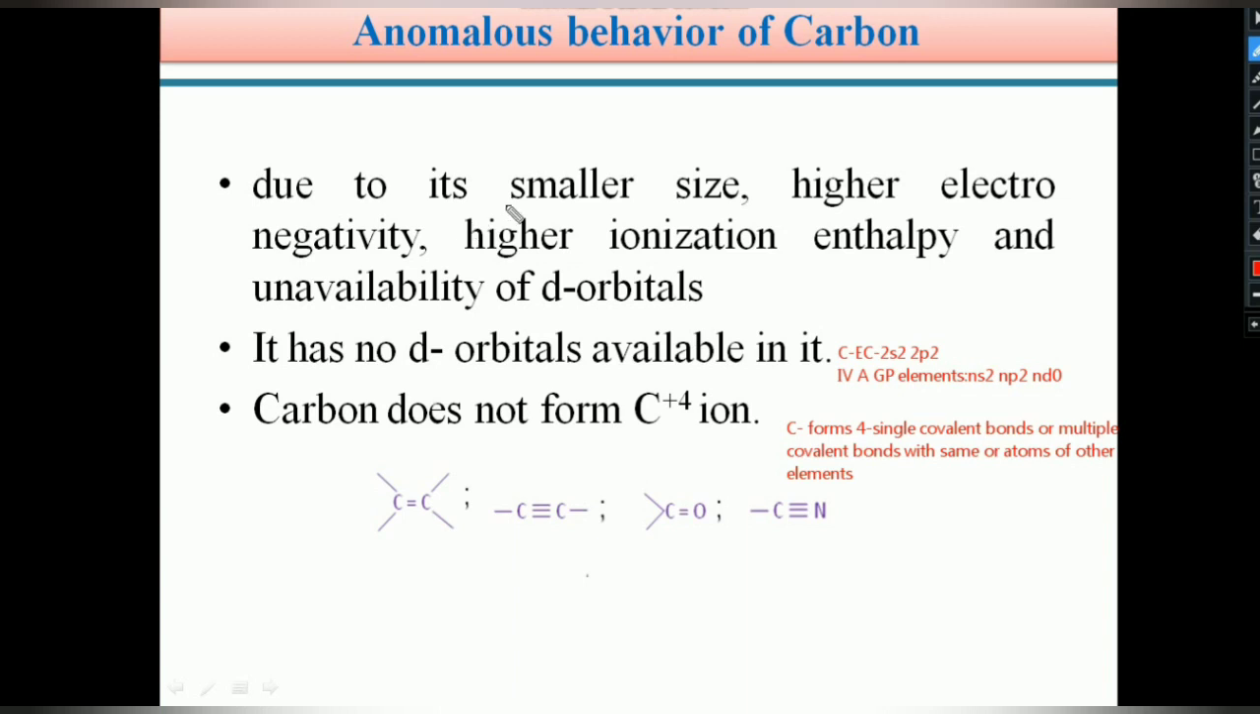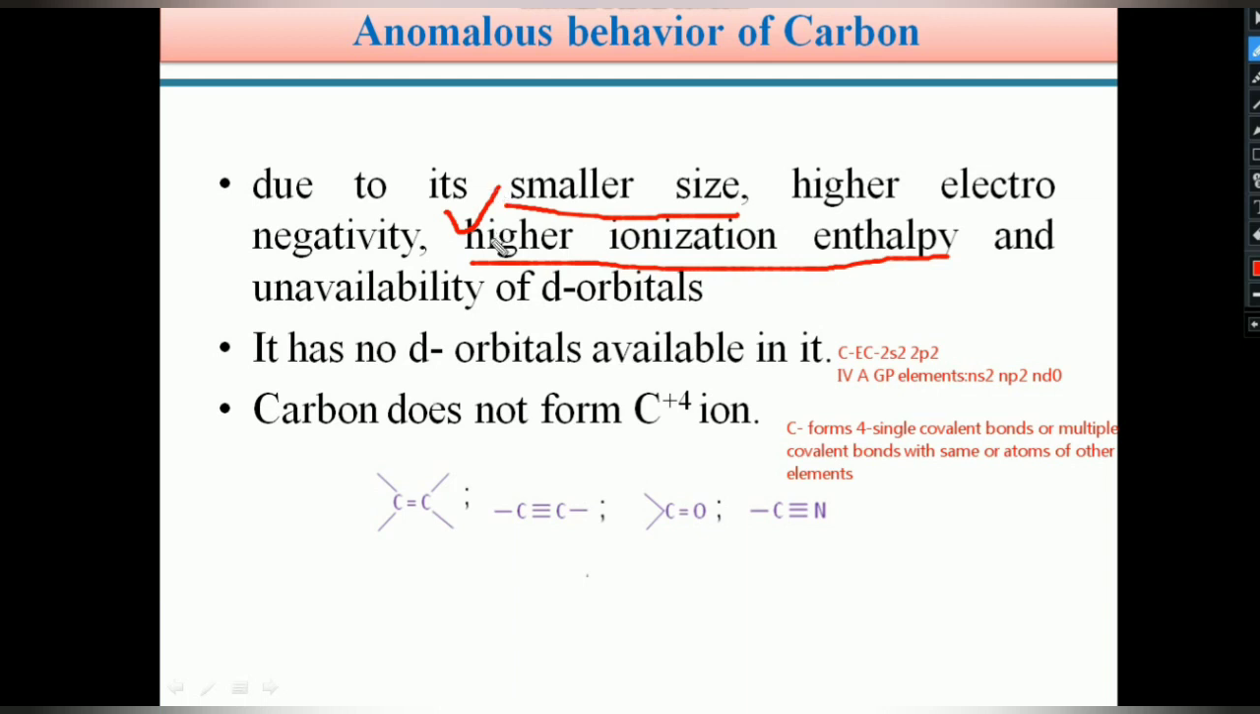Similarly, because of its small size, it has higher ionization energy or higher ionization enthalpy. Because carbon is a smaller size atom, it has very high ionization energy. Because of smaller size, the removal of an electron from the valence shell is very difficult because the nucleus has more attraction on the valence electrons, so it does not easily give up its valence electrons. Therefore, in order to remove an electron from a carbon atom, we supply higher ionization energy.